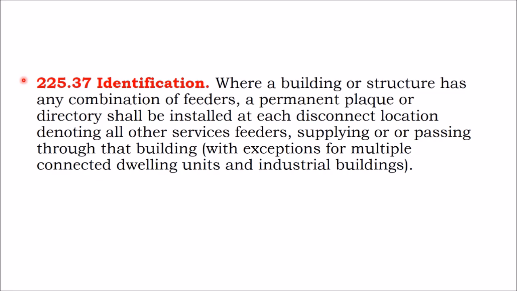Identification: where a building or a structure has any combination of feeders, a permanent plaque or directory shall be installed at each disconnect location, denoting all other service feeders supplying or passing through that building, with exceptions for multiple connected dwelling units and industrial buildings. So every solar array has multiple feeder circuits, and so a plaque or directory describing all of the other services should be on that building. So you get concerned about labeling requirements in solar. Well, here's another label for everyone to worry about.